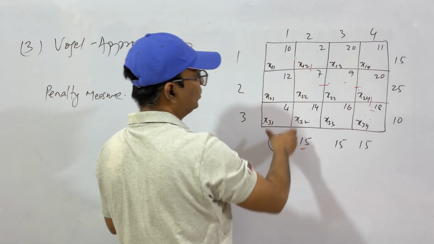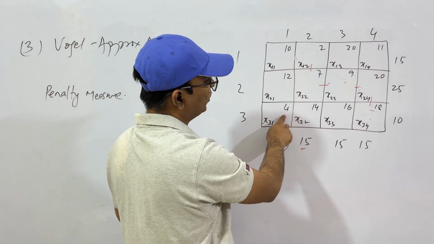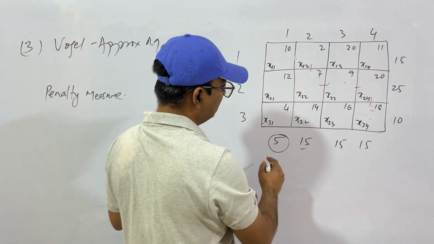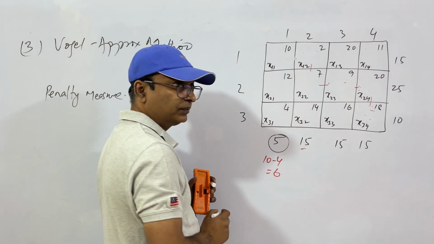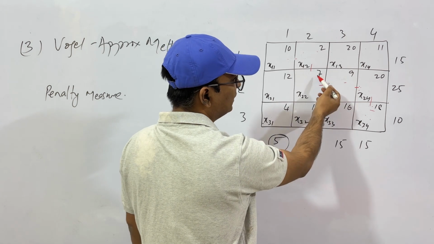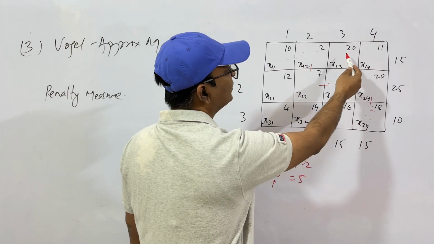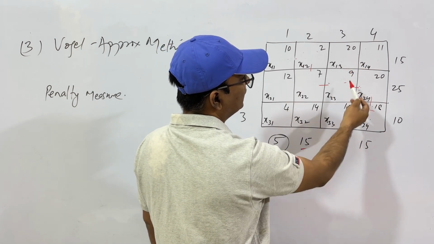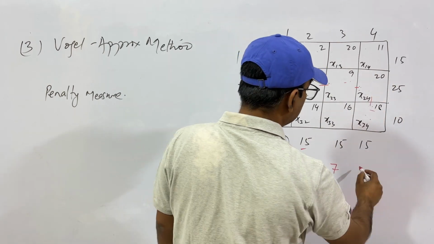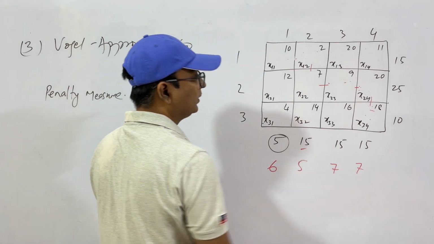Let's start with this column. We'll find the lowest cost per unit. It is 10, 12, 4. So this is 4, and the next one after 4 is 10. We'll subtract it: 10 minus 4 is 6. This is the penalty measure here. Here you see it is 2 and the next one just greater than this is 7, not 14. So 7 minus 2 is 5. Here 9 and 16, so 16 minus 9 is 7. Here you have 11, 20, 18, so 18 minus 11 is 7. Okay, so 6, 5, 7, 7. You understood how to find the penalty measure.